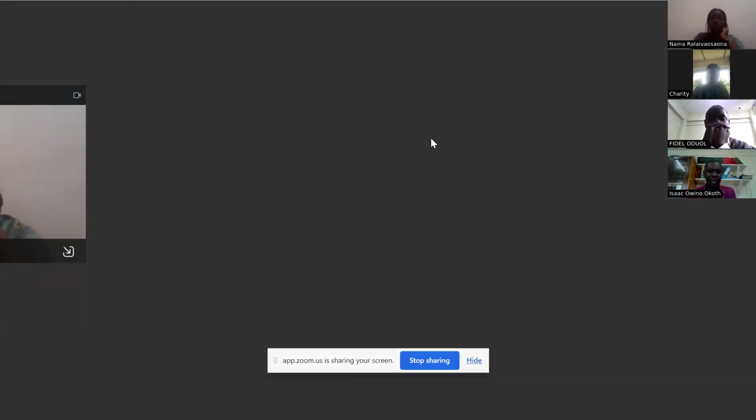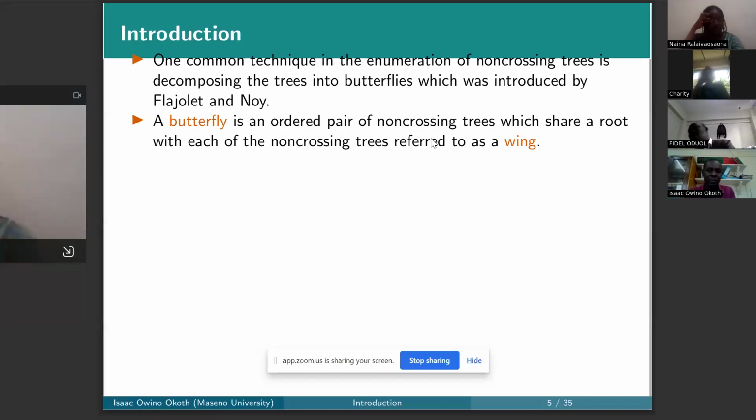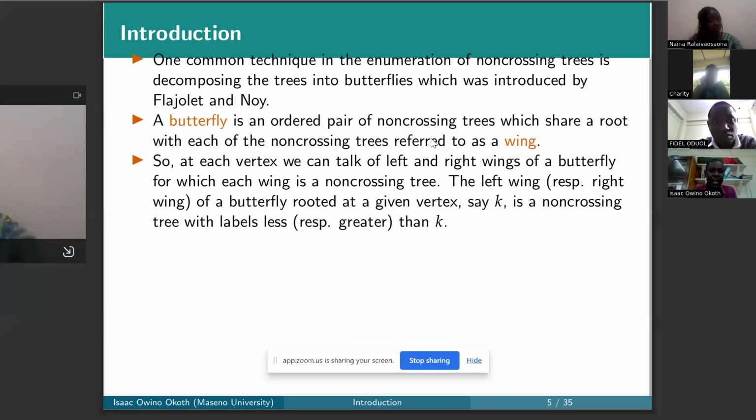What we mean by a butterfly is an ordered pair of non-crossing trees which share a root. Each of these trees that share a root will be referred to as a wing. So we can talk of a left wing and a right wing. A tree is in the left wing if all its vertices are less than the vertex k, which is the root of the butterfly, and it is in the right wing if all its vertices are greater than k.